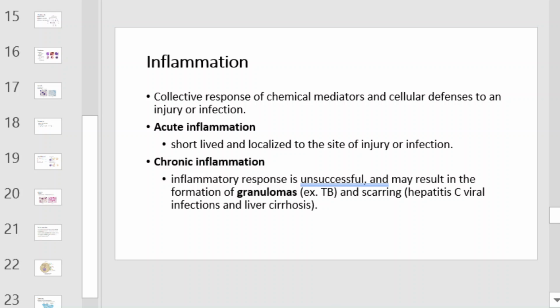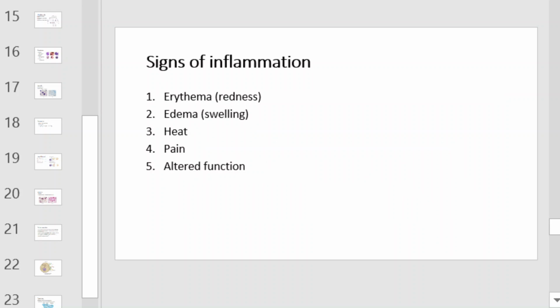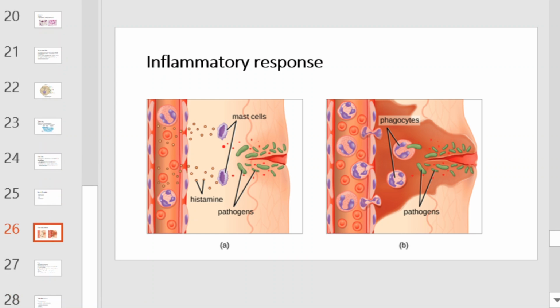Inflammation. Inflammation is the collective response of chemical mediators and cellular defenses to an injury or infection. Acute inflammation is short-lived and localized to the site of injury or infection, while chronic inflammation is an inflammatory response which is unsuccessful and may result in the formation of granulomas and scarring. Signs of inflammation include redness, swelling, heat, pain, and altered function. This is an illustration of the inflammatory response. Note each of the aforementioned symptoms.